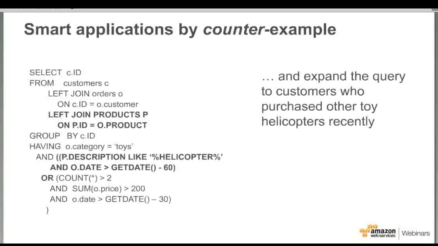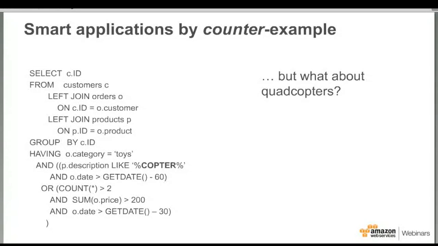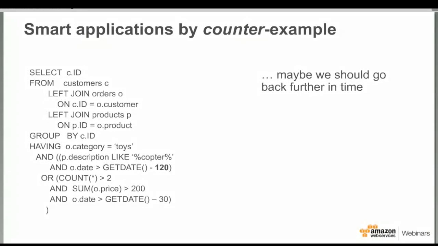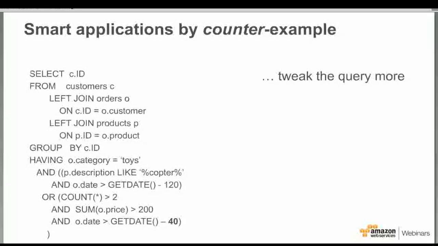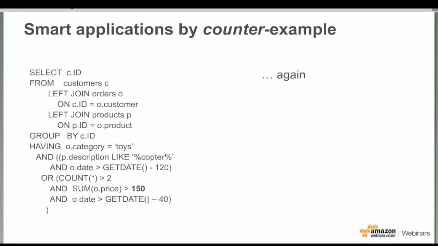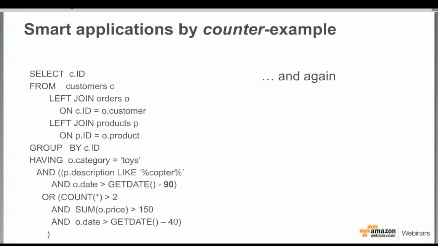There are numbers that appear in it, some kind of magic numbers. But this query is still not very good. It doesn't seem very prescriptive. For example, what about people who have purchased some things that were quadcopters and not helicopters? Okay, we can relax the query description. Now it's anything with the word copter. It's a little better, but maybe we should go back further in time. Maybe we should look at the last 120 days of data. And maybe we should tweak the query some more and look at how long it's been since expensive orders were placed. And maybe we can tweak it again and again and again.